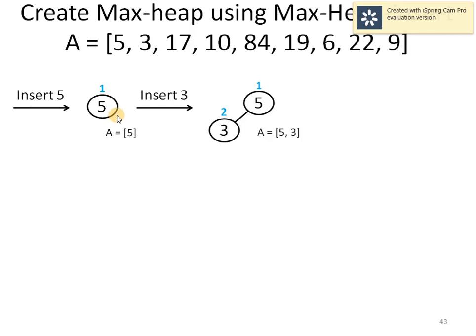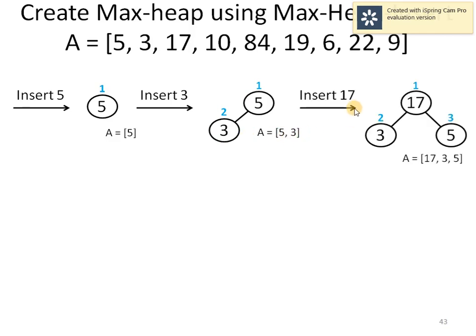Then we will insert 3. 3 is less than 5, so no exchange will happen. Continue. And then we will insert 17. 17 will be inserted as right of 5. And 17 is greater than 5, so we have to exchange. Then max heap insert has reached the root node, so the function will stop.